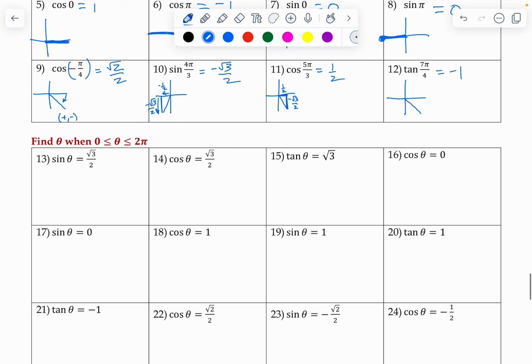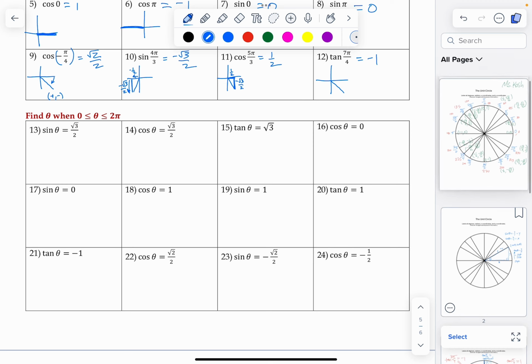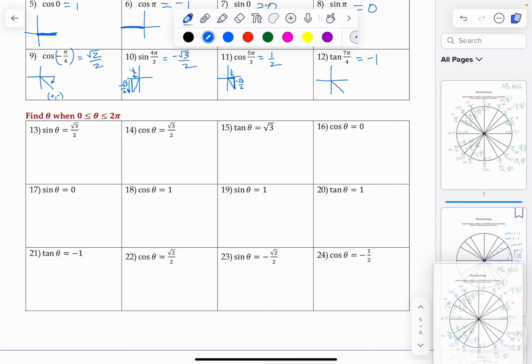Okay, then we're going to switch it around a little bit. So now on this one, let me go grab that page. Let's bring it closer. Let's see if it'll move with me.